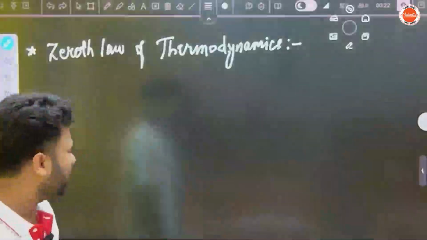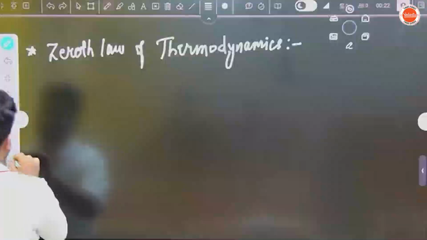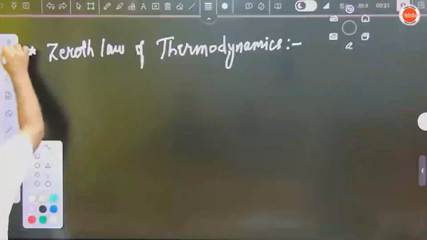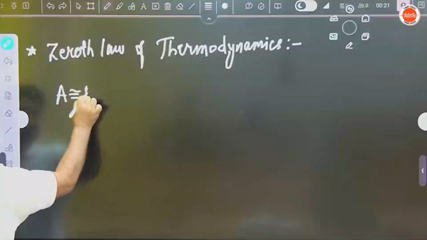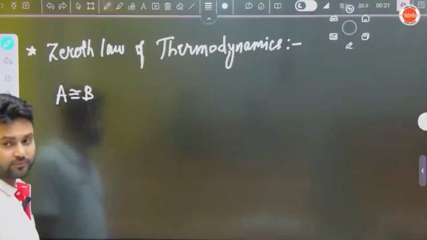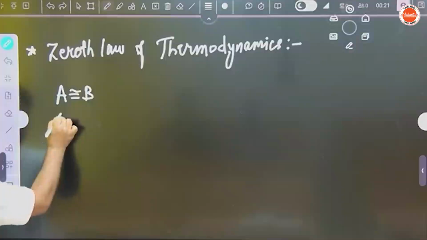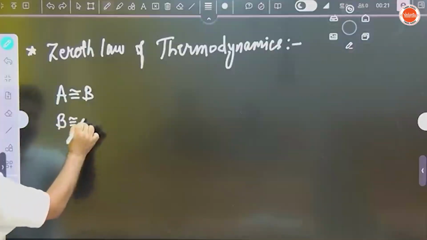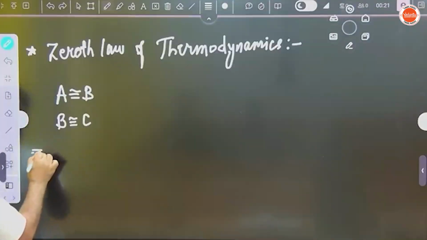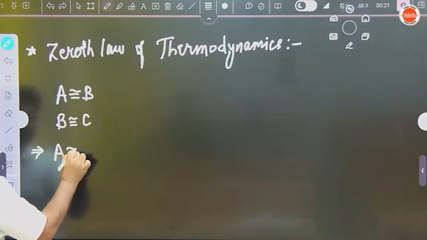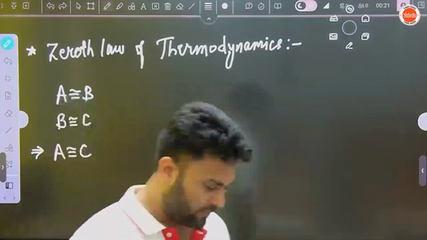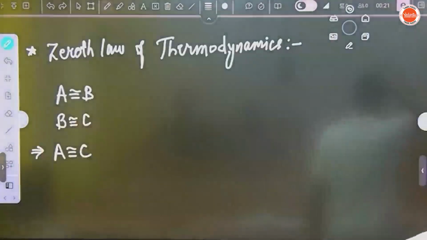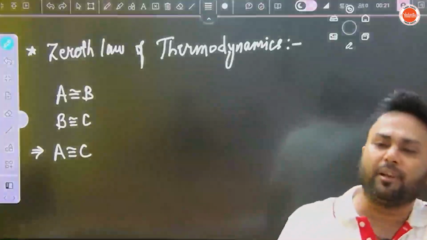What is the zeroth law? It says that if body A is in thermal equilibrium with B, and body B is in thermal equilibrium with body C, then body A will be in thermal equilibrium with body C. This symbol I am representing for thermal equilibrium. What is thermal equilibrium?